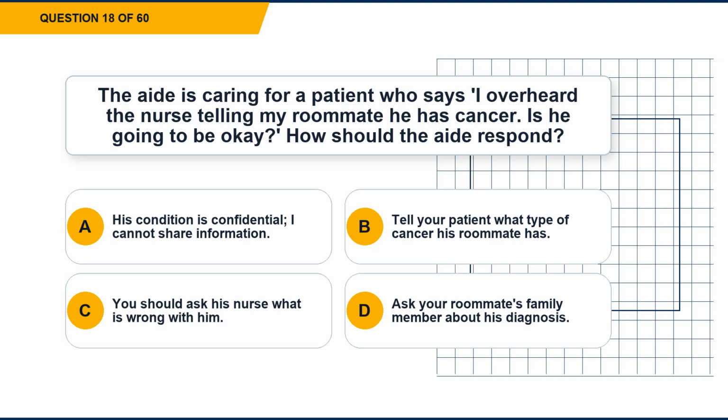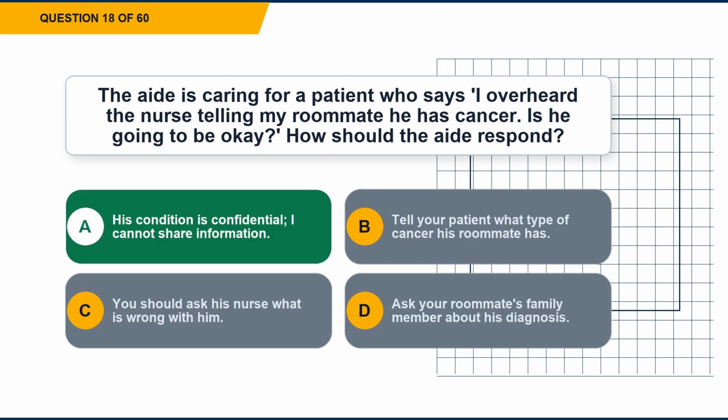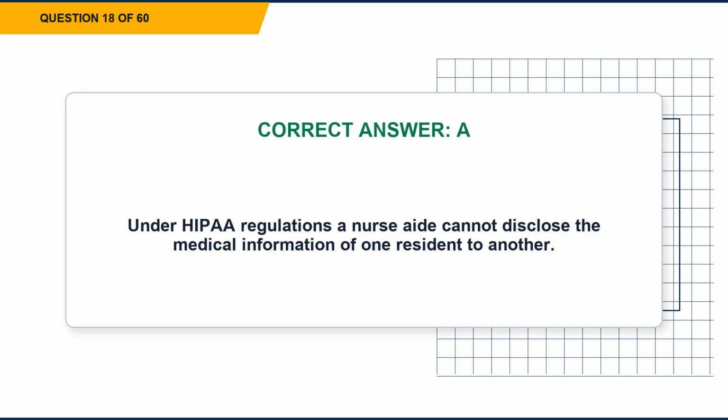Question 18. The aide is caring for a patient who says, "I overheard the nurse telling my roommate he has cancer. Is he going to be okay?" How should the aide respond? Option A, his condition is confidential, I cannot share information. Option B, tell your patient what type of cancer his roommate has. Option C, you should ask his nurse what is wrong with him. Option D, ask your roommate's family member about his diagnosis. The correct answer is option A, his condition is confidential, I cannot share information. Explanation. Under HIPAA regulations, a nurse aide cannot disclose the medical information of one resident to another.